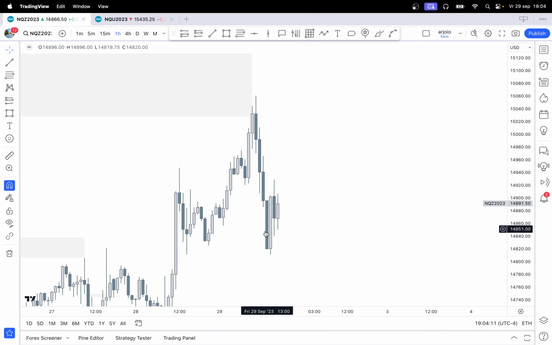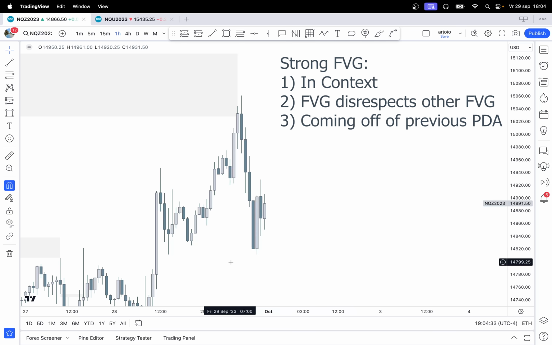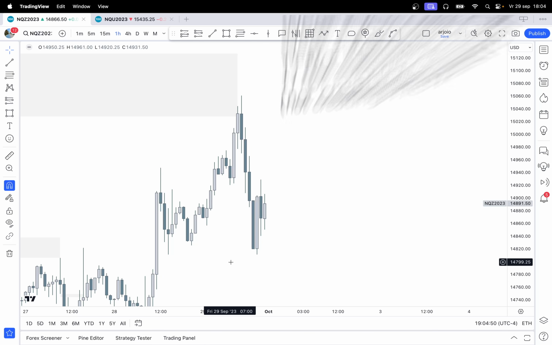So to sum it up, strong fair value gaps are what? A strong fair value gap is, first rule, in context of the time frames above it. Second rule is a fair value gap that disrespects another fair value gap. So a bullish fair value gap either disrespects a bearish fair value gap, or a bearish fair value gap disrespects a bullish fair value gap. The third rule is a fair value gap that's coming off of a previous PD array. Those are the rules for your strong fair value gaps.